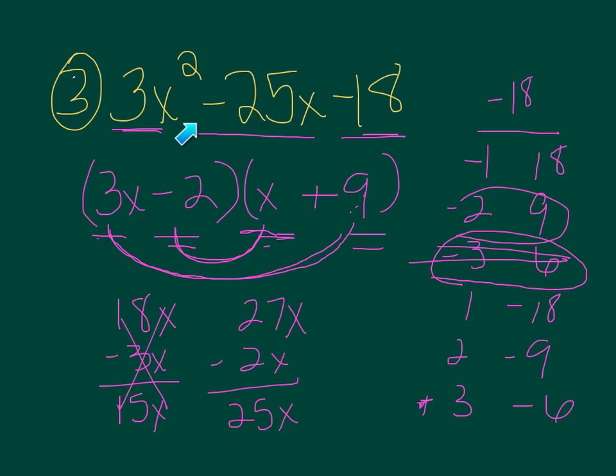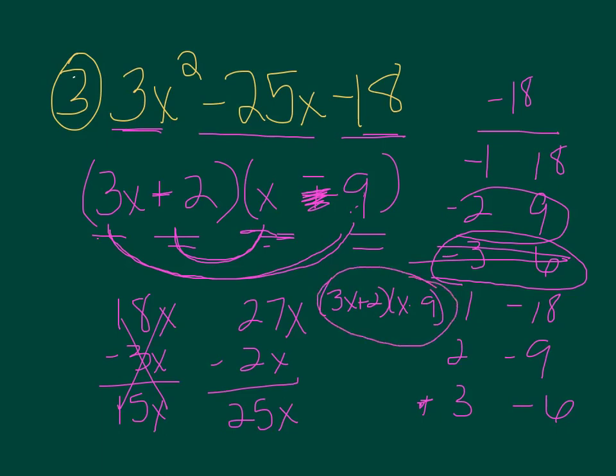So that means all I have to do is switch my numbers. So this is going to become a positive, and this is going to become a negative. So now my answer is 3x plus 2 times x minus 9.